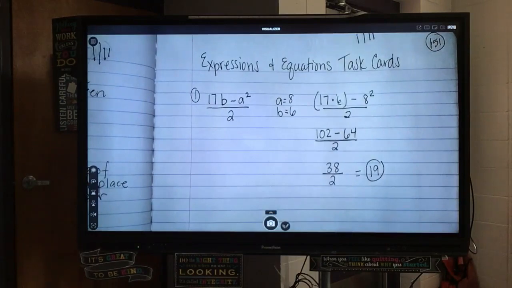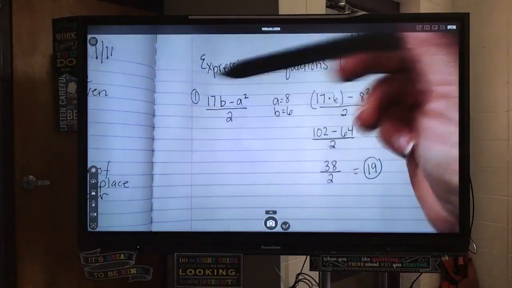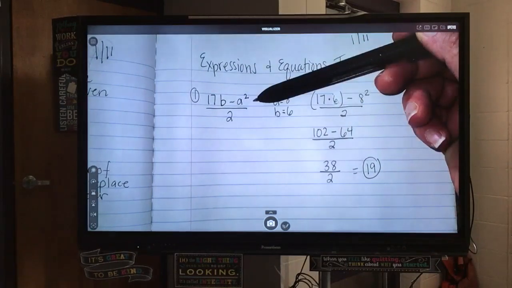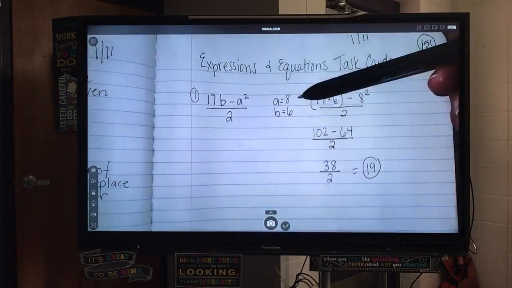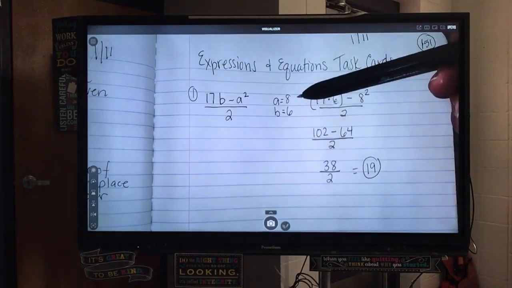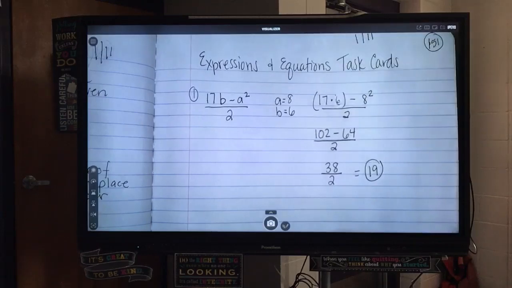Now, obviously, I wrote this really big on my paper and I spread it out really, really a lot so that we could see each step. You don't have to write it this big, but you do have to show each step. You start with your original problem. You write what the value of each variable is, plug it in, and then solve. That is the process for today.